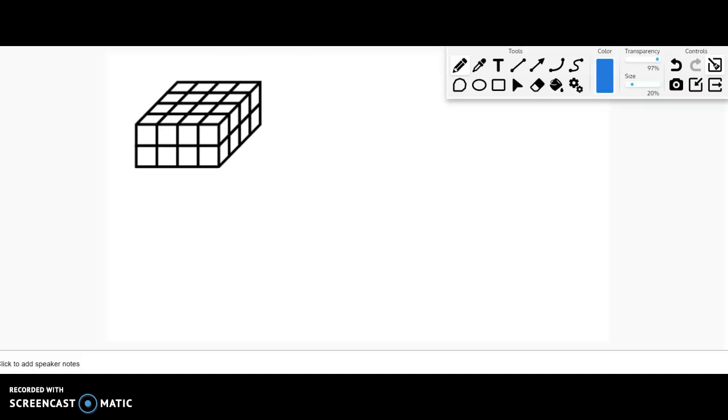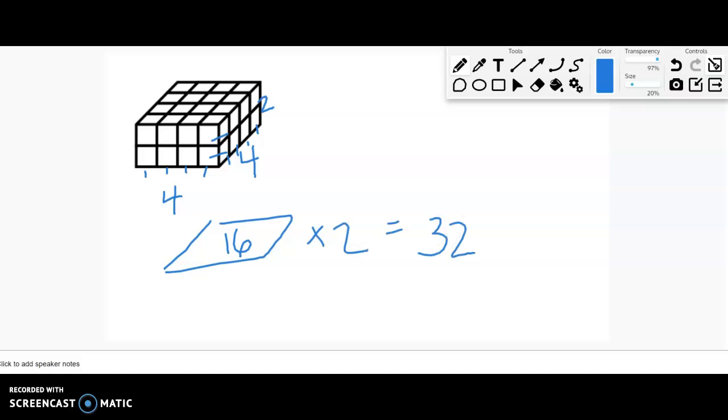Some examples. Remember, we can look at it with actual cubes drawn, then we just have to count. You can say, okay, it's 1, 2, 3, 4 wide, 1, 2, 3, 4 back. That means one layer is 4 by 4, which is 16. And then it's 2 high. So if I do 16 times 2, I get the volume, which is 32 cubic units.